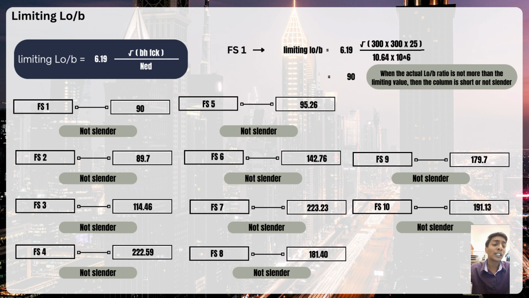We got FS1 is 90, FS2 is 89.7, FS3 is 114.46, FS4 is 222.59, FS5 is 95.26, FS6 is 142.76, FS7 is 223.23, FS8 is 181.40, FS9 is 179.7, FS10 is 191.13. So all the columns are not slender.